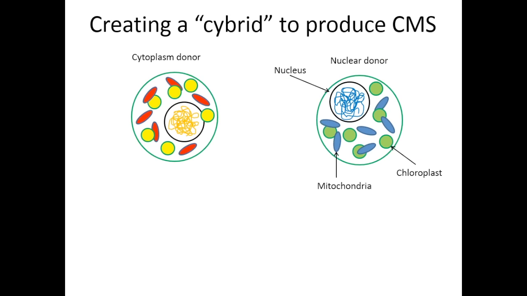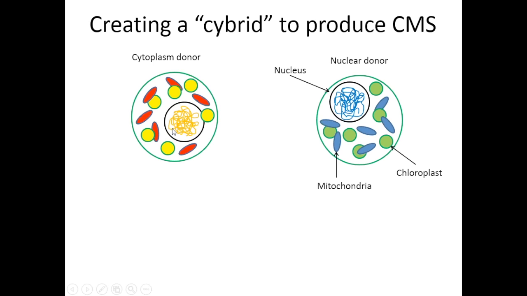So in creating a CMS, or transferring the CMS, you have to do kind of a variation on the protoplast fusion. And the products out of this are called cybrids. What we have here is the cytoplasm donor, and this is the nuclear donor, because what you want to do is put this nucleus into this cytoplasm.